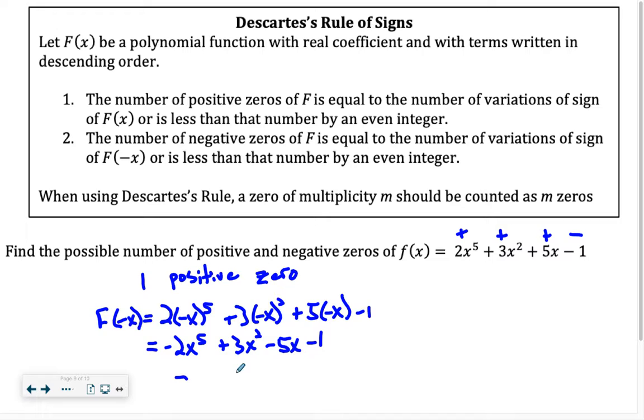So we've got negative, positive, negative, negative. That's two sign changes. What that means is we have either 2 or 0 negative zeros. It's always that number of sign changes or less than that by an even integer.